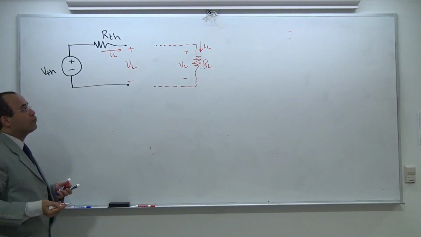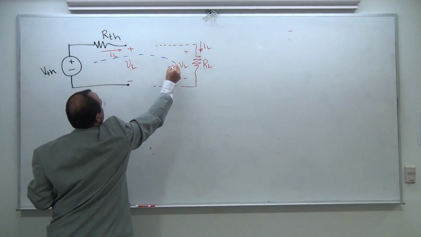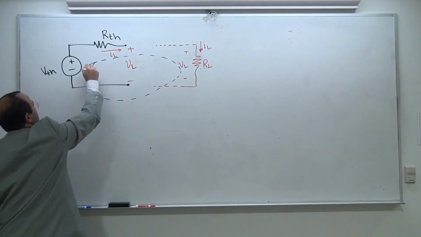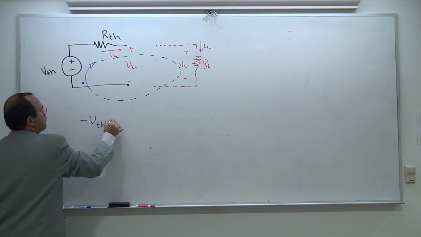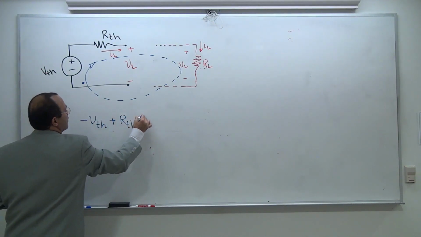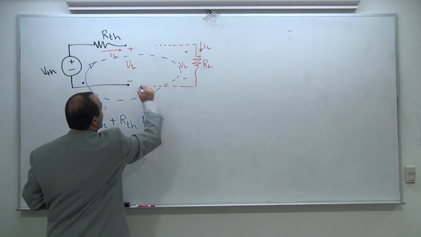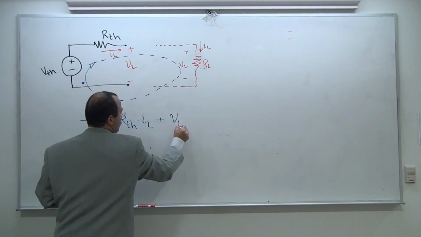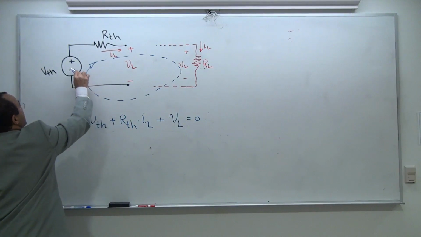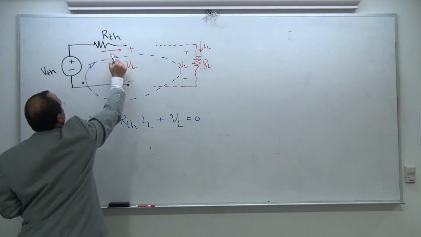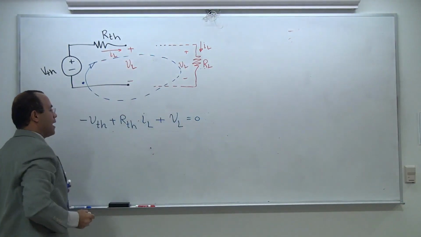So if I ask you to write me a KVL law, imagine you have a big loop. Let's start from this end. Minus V Thevenin plus R Thevenin times IL, and then plus VL. That's what VL is. I don't want to put the resistor in the picture. Minus V Thevenin, plus R Thevenin IL, and then I have VL here, as equal to 0.